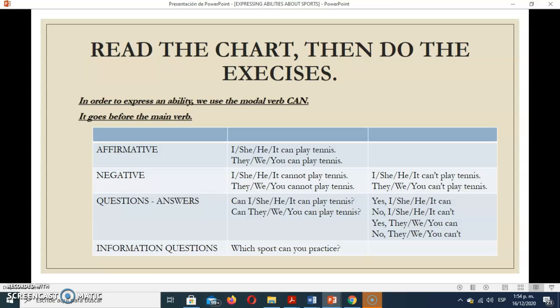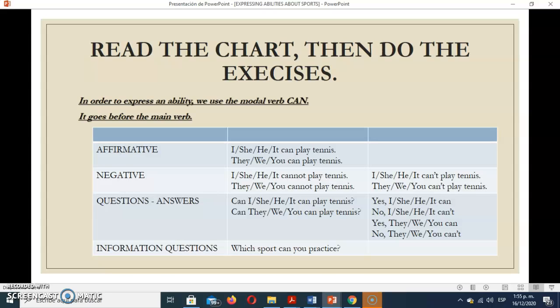As you can see, when I'm using I, you, she, they, the verb play doesn't change. Why? Because I'm using the modal verb. As I'm using the modal verb, the other verb, the verb play, doesn't change with she, with he, or with it. For example, like I said, I can play tennis. She can play tennis. They can play tennis.